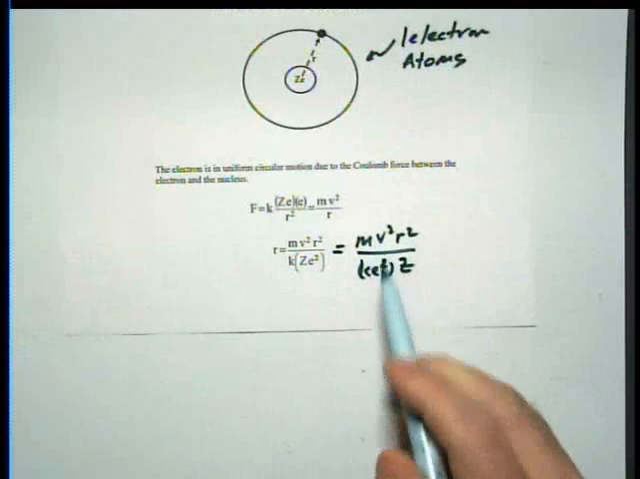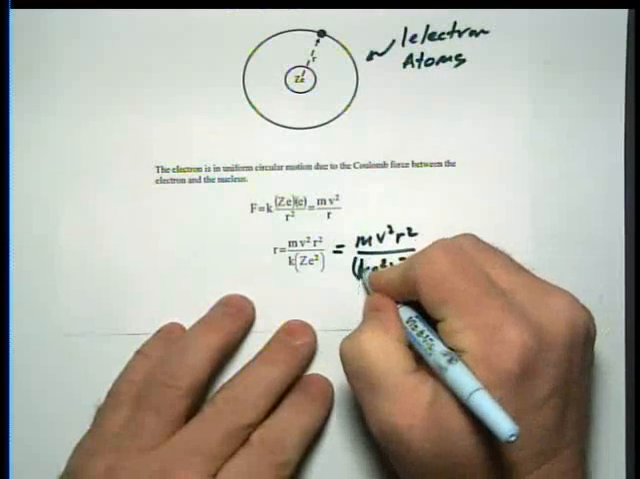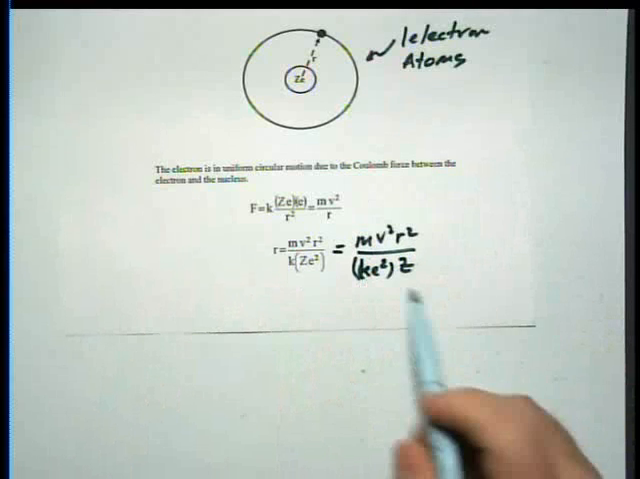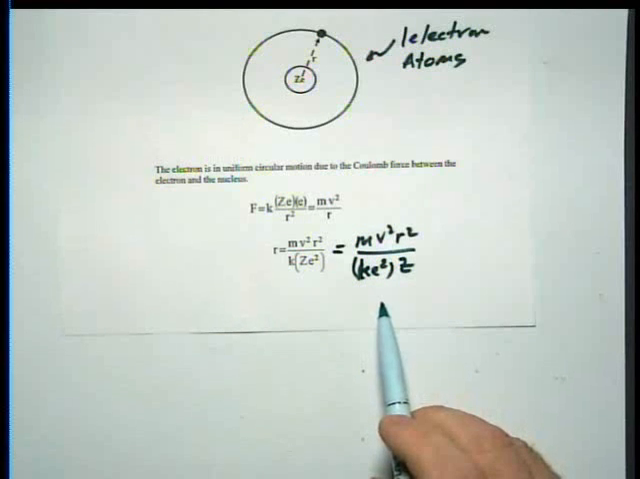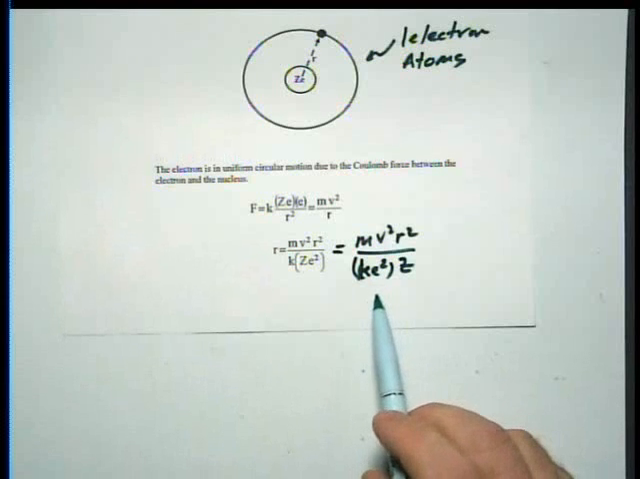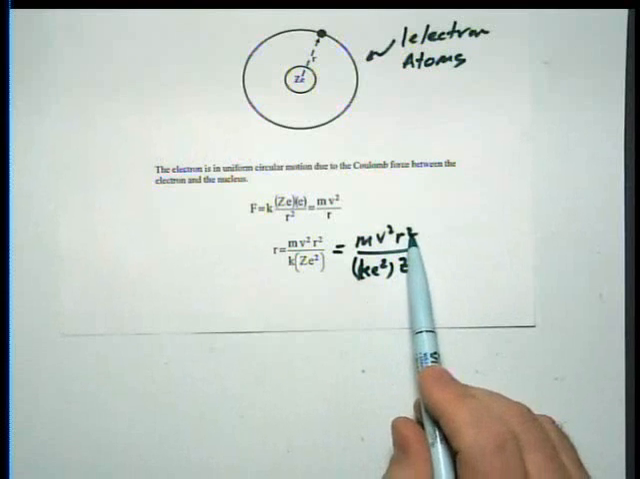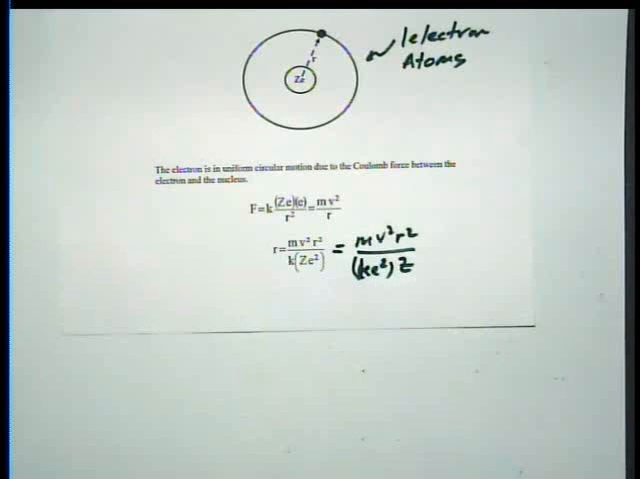The ke squared can be replaced with what? Last class. 1.44 what? eV nanometers. So I've already got that. No need to be messing with that. You might think that you want to cancel one of those r's. Don't do it. I'm going to have a hard time.